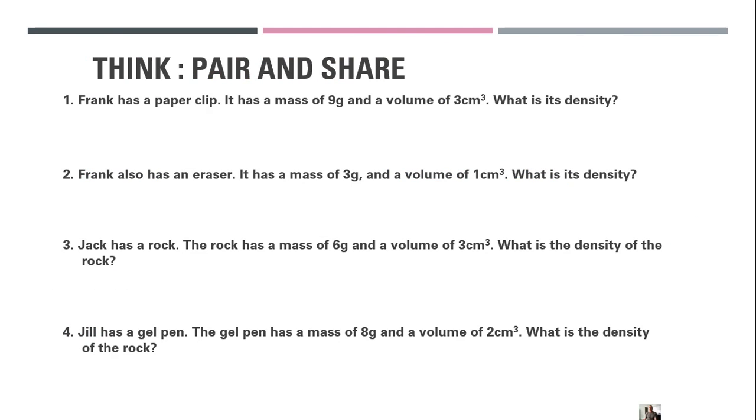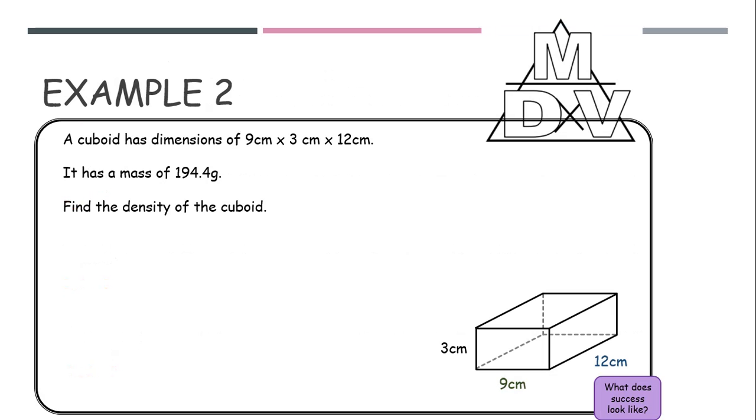Now you have 4 more examples and you follow the same steps. Okay, please try to do them yourself, and you have already the answers mentioned. Right, now example number 2: a cuboid has dimensions of 9 centimeters, 3 centimeters, and 12, right? And it has a mass of 194.4 grams.